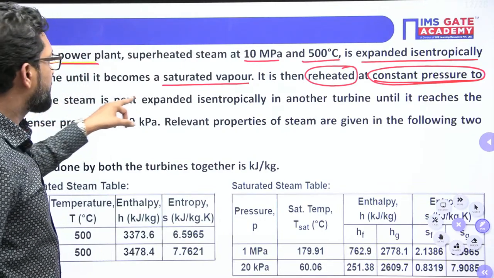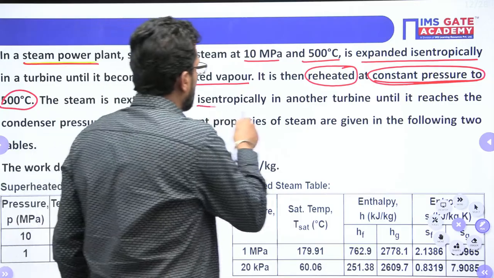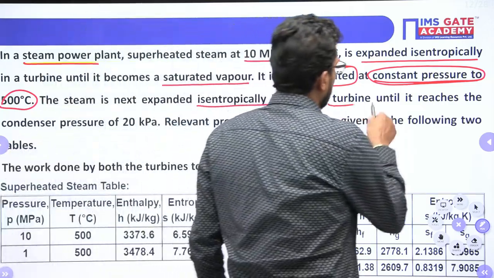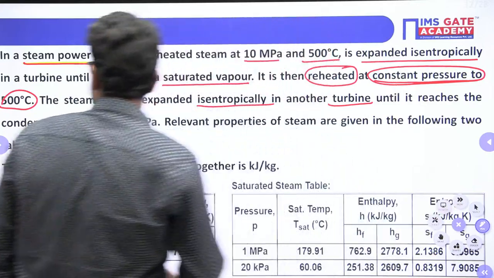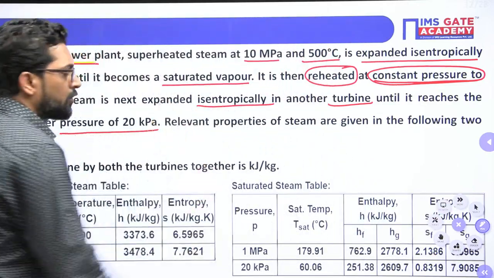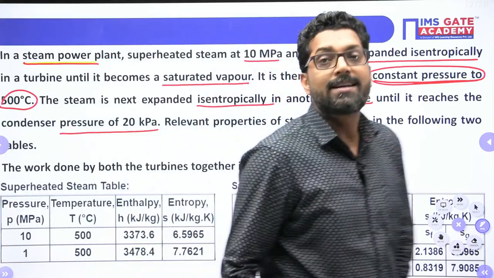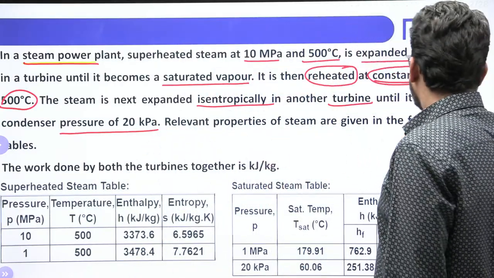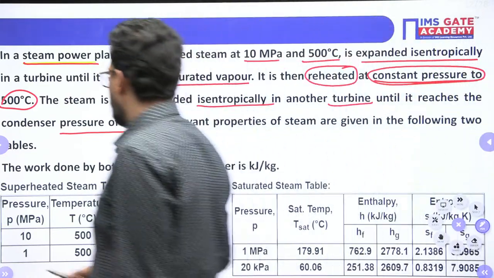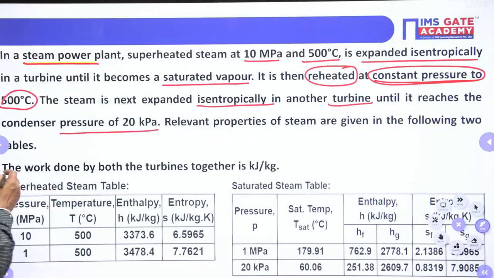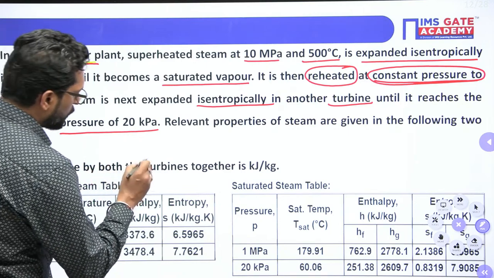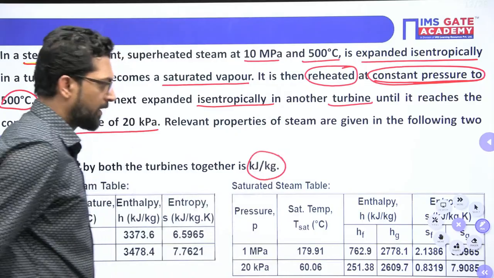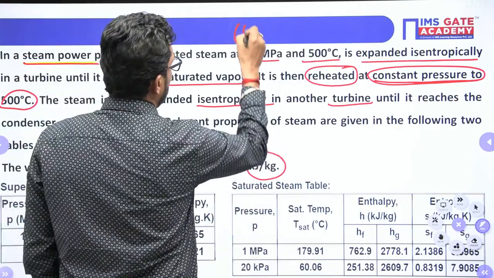The steam is next expanded isentropically in another turbine until it reaches the condenser pressure of 20 kilopascal. Relevant properties of the steam are given in the following two tables. What we can find out is the work done by both of the turbines together, in kilojoule per kg. This is your NIT type question.